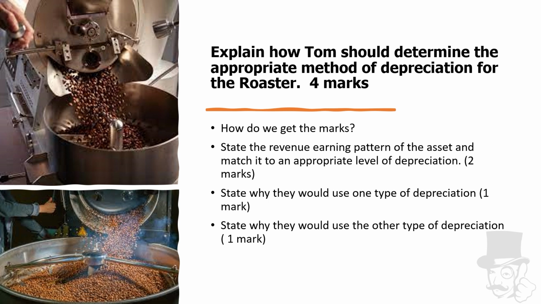Well, first off, you better state the revenue earning pattern of the asset and link it to matching the appropriate level of depreciation to that asset. Once you state that, then you just state why you would use one type of depreciation and then state why you would use the other type of depreciation. So let's take a look at this question.